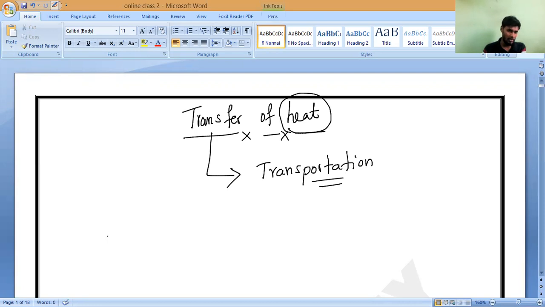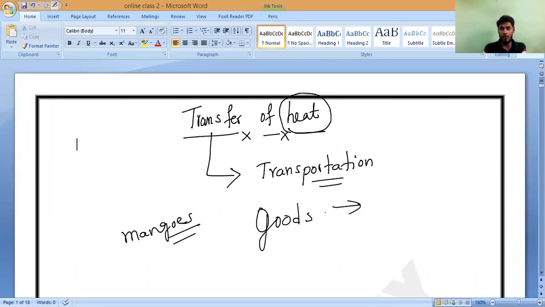What is the meaning of transportation? Suppose I'm having some mangoes. I will transport from here to Trichy, means I will send through a lorry. Is it yes or no? Do you understand? That is called transportation, means carrying the goods from place to place. Carrying goods from one place to another place is only called transportation. Correct or not?